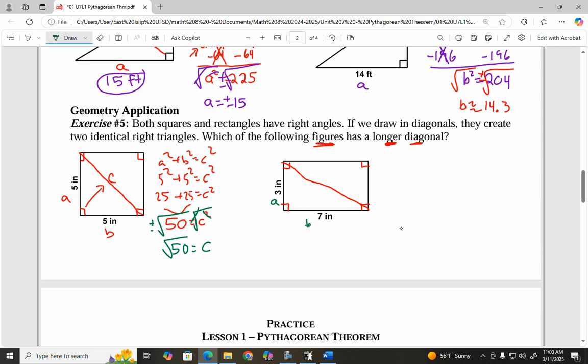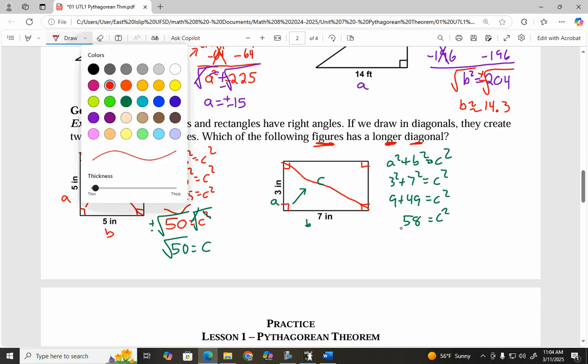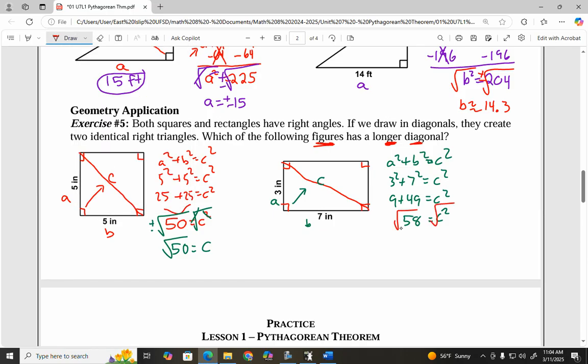I'm going to call this A, this B, and of course from the right angle is C. So A squared plus B squared equals C squared. 3 squared plus 7 squared equals C squared. 9 plus 49 equals C squared. So 49 plus 9 is 58. So now C squared equals 58. So when I square root both sides, C is the square root of 58.